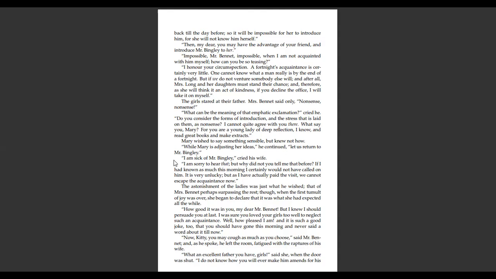"I honor your circumspection. A fortnight's acquaintance is certainly very little. One cannot know what a man really is by the end of a fortnight. But if we do not venture, somebody else will. And after all, Mrs. Long and her daughters must stand their chance. And therefore, as she will think it an act of kindness if you decline the office, I will take it on myself." The girls stared at their father.